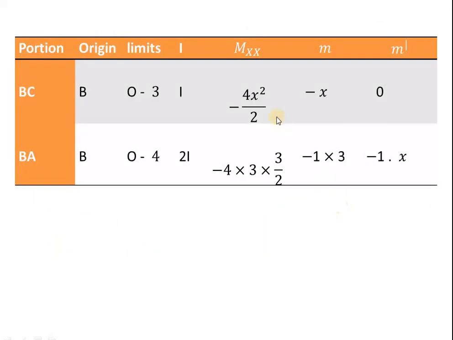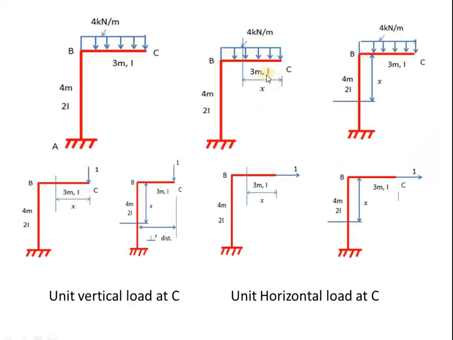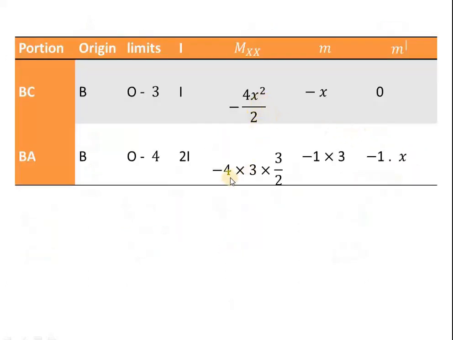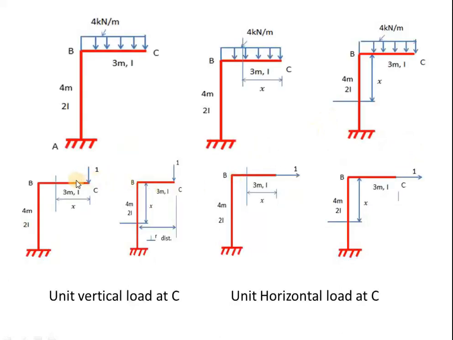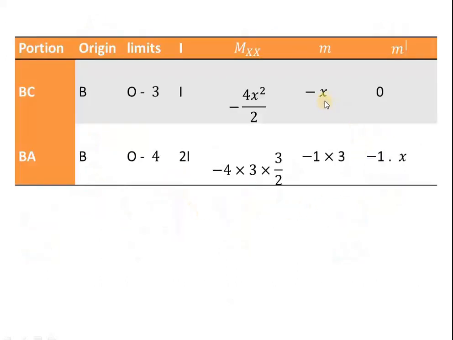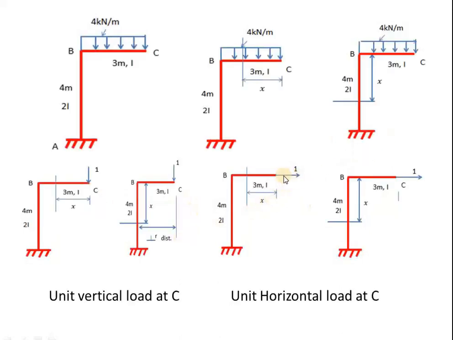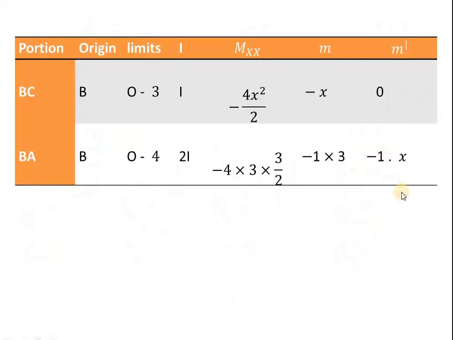Now if you see the table, as I said, due to given loading it is minus 4x squared by 2 in this portion, and minus 4 into 3 by 2 in the second portion. Next, due to the unit vertical load, it is minus 1 into x in the first portion and minus 1 into 3 in the second. Next, due to the horizontal load, the bending moment in the first portion is 0, and in the second portion it will be minus 1 into x.